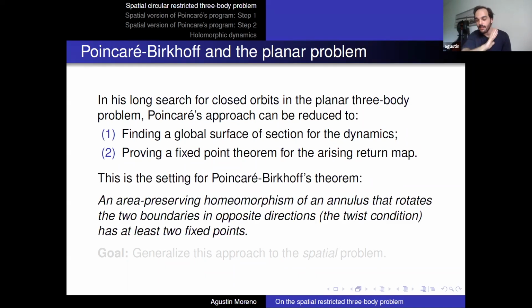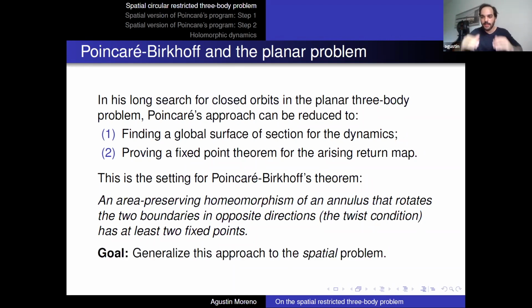Okay, this is a very classical idea, very beautiful, and it's the setting for the famous Poincaré-Birkhoff theorem, which says that an area preserving homeomorphism of the annulus that rotates the two boundary components in opposite directions, classically called the twist condition, has at least two fixed points. There's another version which came after Poincaré that says that it has periodic points of minimal period as large as you like, right? So plenty of orbits if you have a twist condition. So the goal for us is to take this two-step approach and try to see what it looks like in the spatial problem. So now we're in 2 dimensions more. We go to dimension 5, before we were in dimension 3. Okay, so this is the goal.